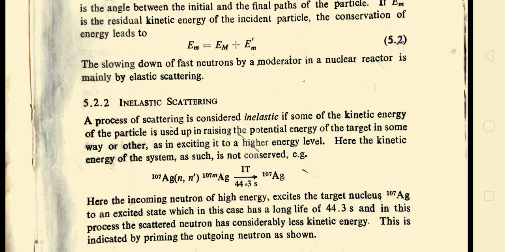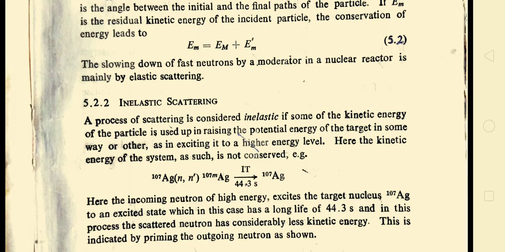in raising the potential energy of the target nucleus in some way or other, as in exciting it to a higher level. Here the kinetic energy of the system is not conserved. That is why it is known as inelastic scattering. This can be explained by an example, the transformation of a silver nucleus into its product nucleus, that is silver. When a neutron bombards the silver nucleus, the target nucleus, what happens?